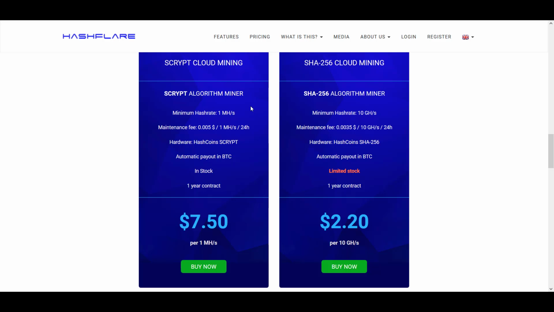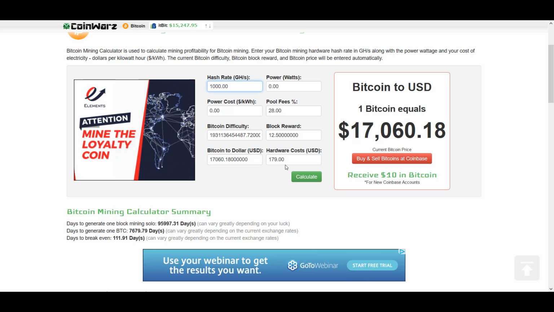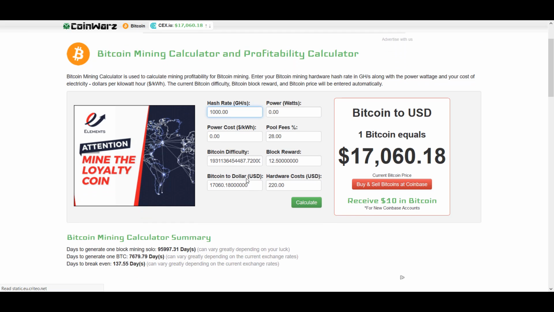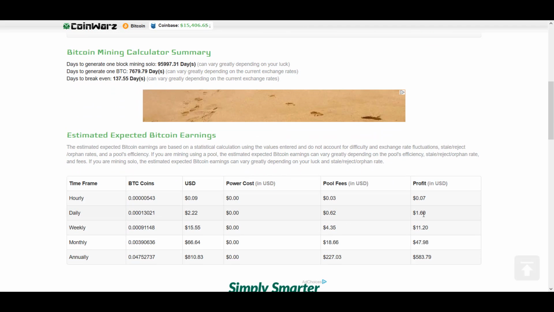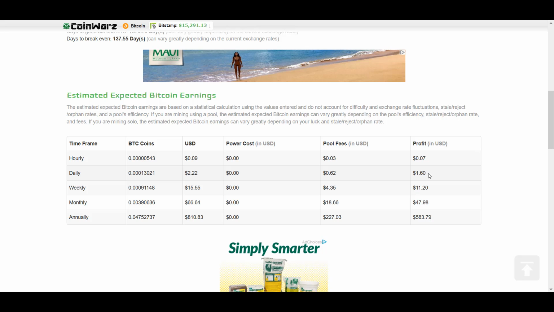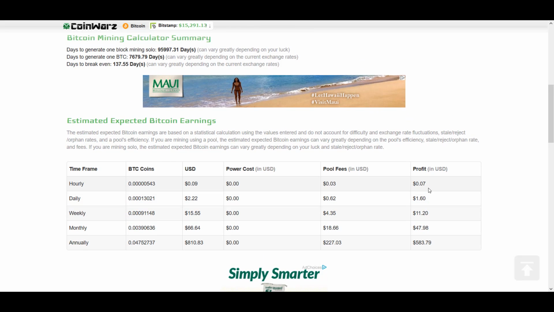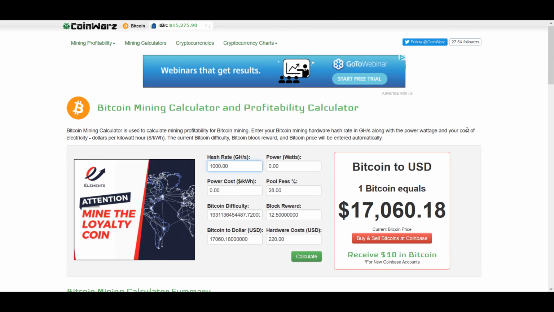So it's $220. But let's just see what it would be. Calculate, calculate, calculate. And there we go. We can see the different prices. 7 cents per hour, $1.60 per day. Of course, that's per terahash, and it goes up from there. Now, a couple of differences to note.